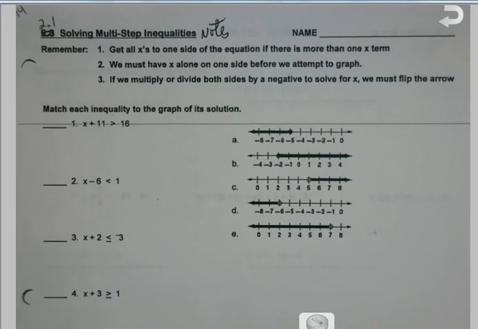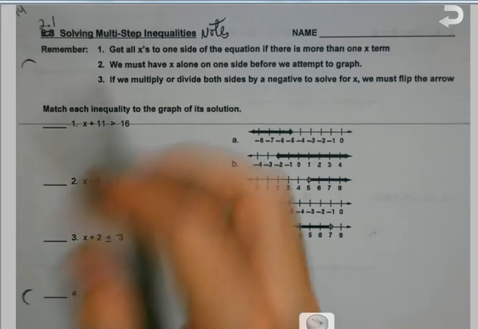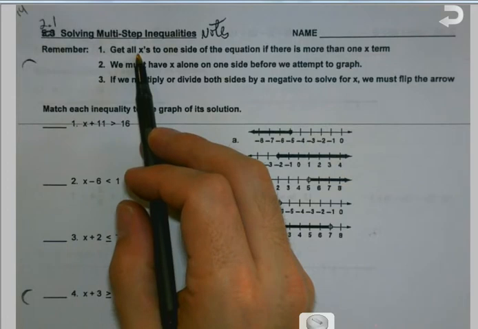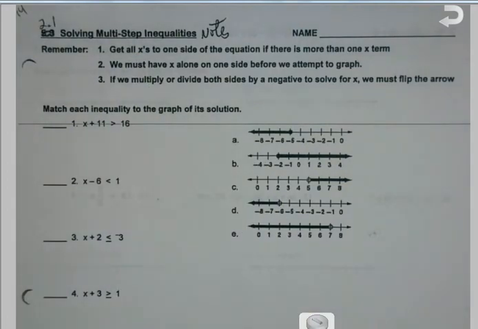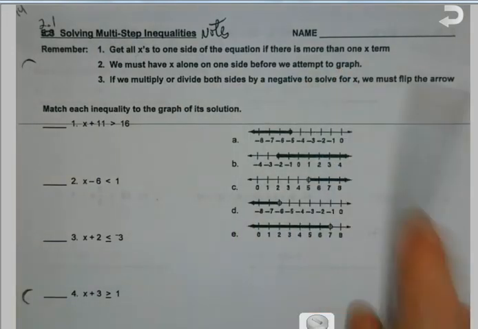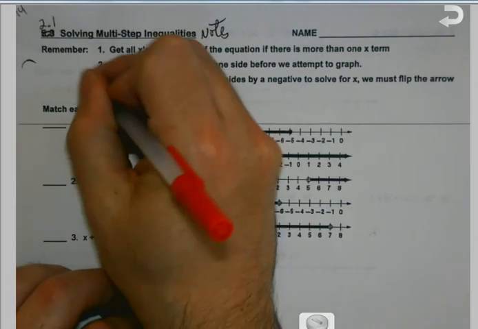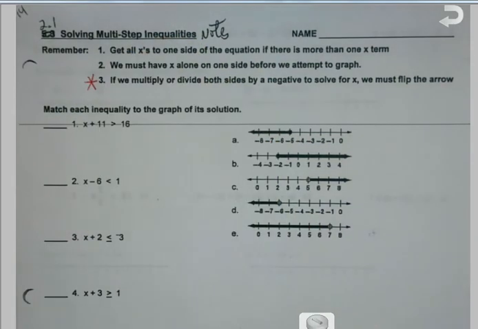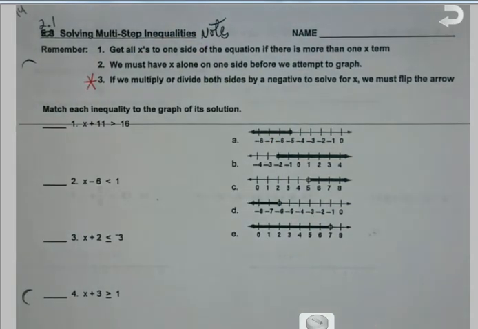But on a second hand with that, just some reminders here at the top to try and help us out. I've got to make sure all my x's are on one side, if I have more than one, I won't always. Then we're going to try to graph it. We'll talk about that when we get there, but this is the biggie. If you multiply or divide both sides by a negative to solve for x, we've got to flip the arrow, because otherwise we get the wrong half of the answer.